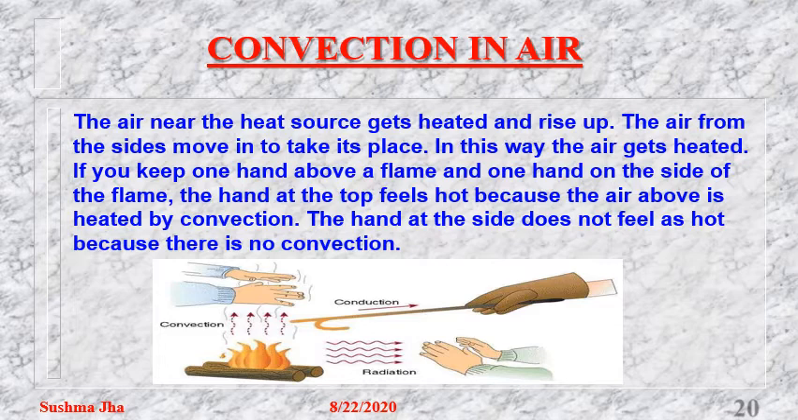If you keep one hand over a flame and one hand on the other side of the flame, the hand at the top of the flame feels hot because the air above it is heated by convection, and the hand at the other side does not feel as hot because there is no convection.